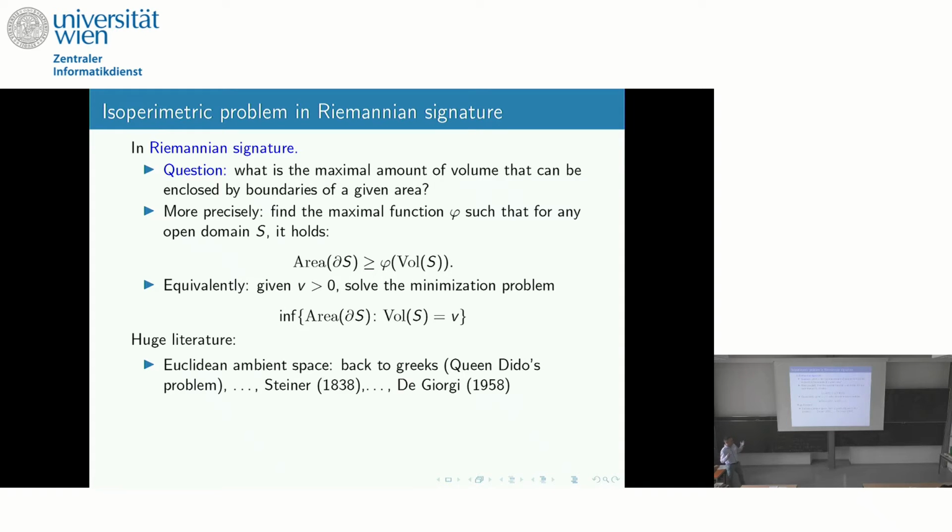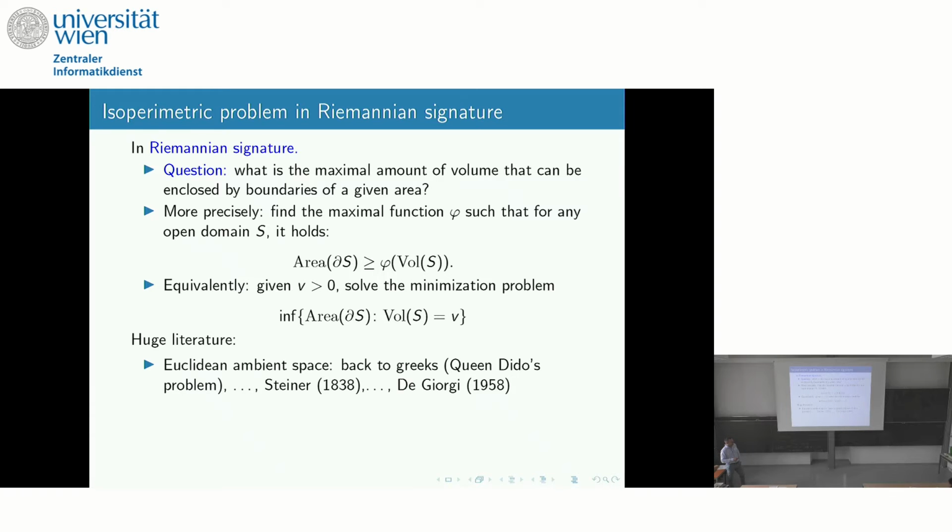This problem is very classical. There is a huge literature. It goes back to the Greeks when the ambient space is Euclidean. You can find it in Virgil's Aeneid, and it's called the Queen Dido problem. Then there are many breakthroughs in the history. Let me just mention two that are among my favorites. One is Steiner's, who proved that in Euclidean space the minimizer is the ball, assuming that there is a minimizer, and for that he introduced the symmetrization that now bears his name.